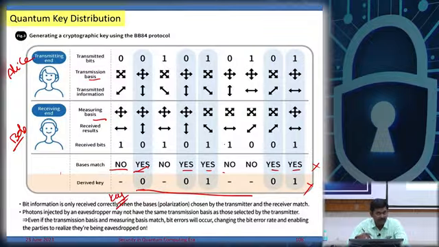It is not that the attacker cannot be present here. An attack can happen. The advantage is that you will know that there is an attack. If you know that there is an attack, what can you do? You can discard that entire key. That's the advantage of quantum key distribution. Is it completely foolproof? Absolutely not.